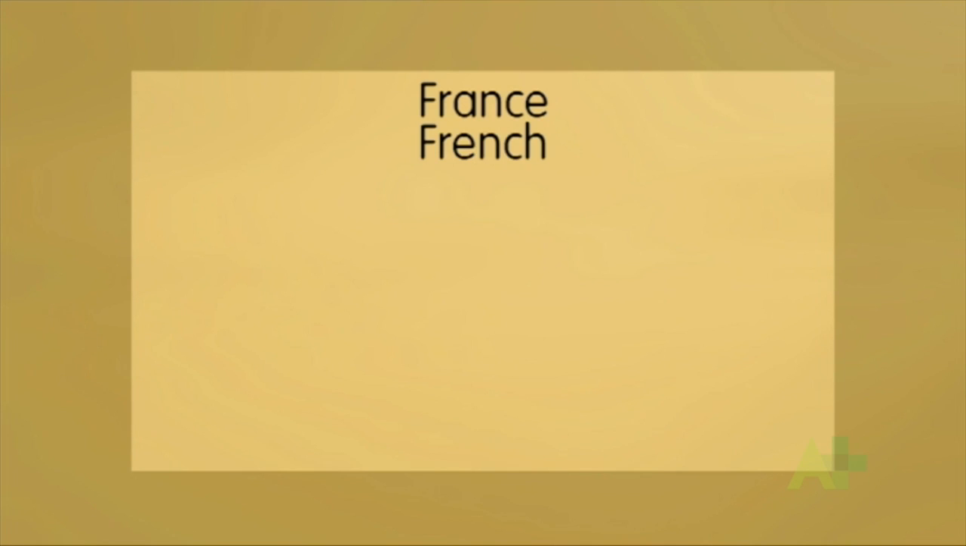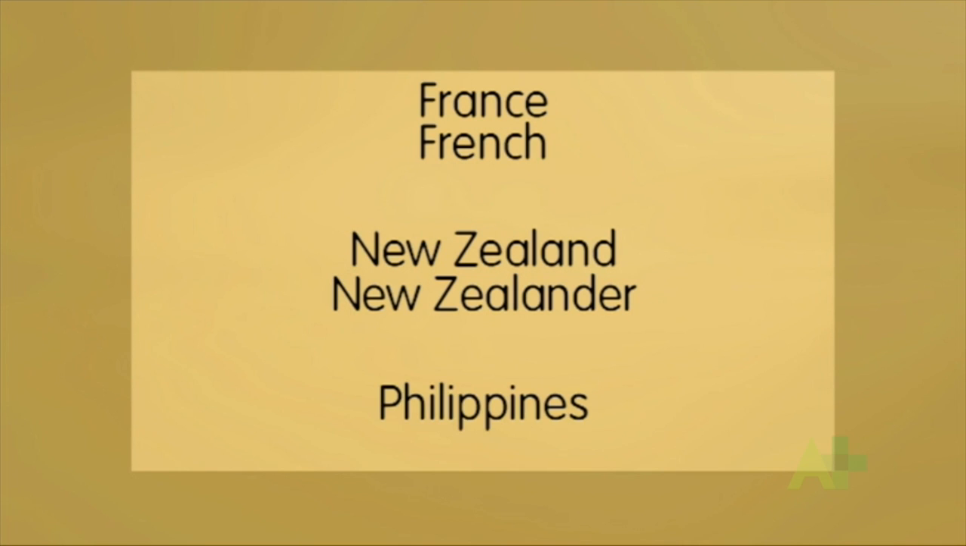And some nationalities are formed in an irregular way, France, French, New Zealand, New Zealander, Philippines, Filipino, and watch the change in spelling with that one. Why don't you start your own list of English names for countries and their people? Some countries also take separate adjectives that you can learn along with them.